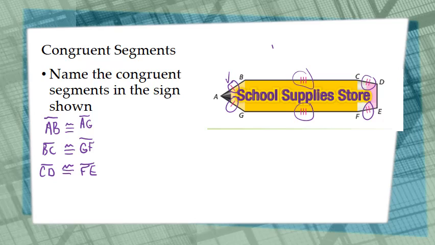Look for the hash marks, and the number of hash marks will indicate which lines, or which angles, as we'll see a little bit later on, and other forms of measurement are congruent. Congruent, again, meaning having the same measure.